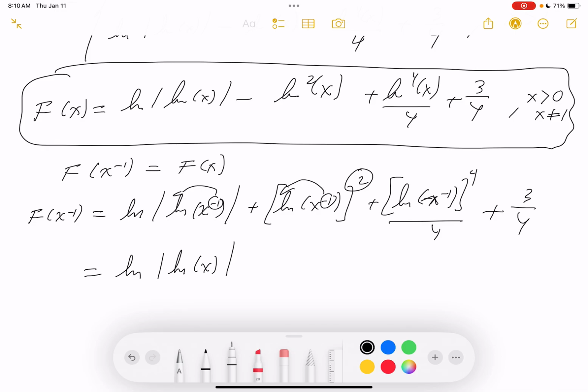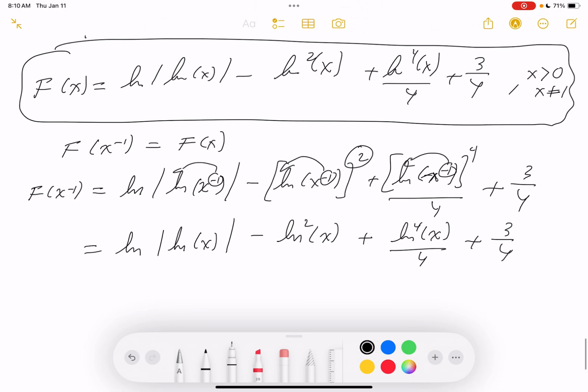What's nice about this one over here? Again, the minus 1 comes down. When you square it, it becomes 1. So what do you get over here? Really the same thing. Whoops, I made a mistake there in copy. Let me go back. Still going to be the same thing. What do you get over here? Again, the minus 1 comes down. When you put it to the 4th power, it's still going to be a positive number. So you get natural log of x, 4th power, over 4 plus 3/4.